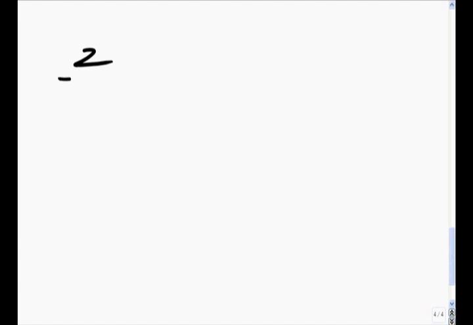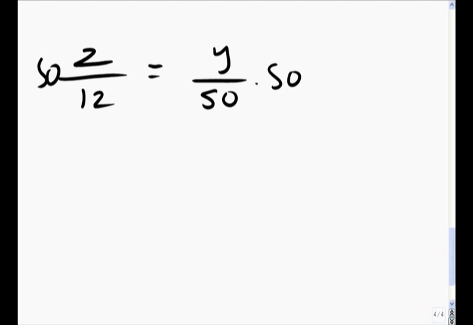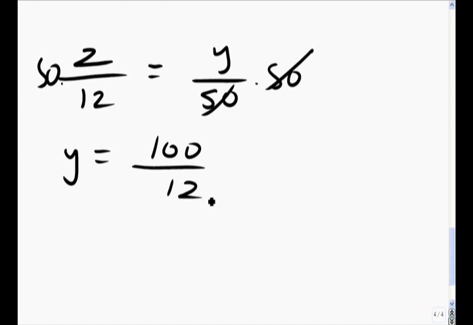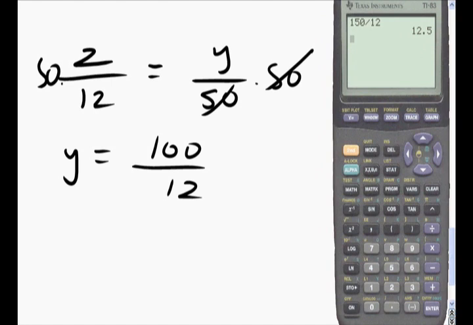The 2 tablespoons of sugar to 12 cookies is some y tablespoons of sugar to 50 cookies. Multiplying both sides by 50, using algebra, we get y is 100 divided by 12. This is the number of tablespoons of sugar required for 50 cookies. In other words, there's 8.3333333 tablespoons of sugar required for 50 cookies.